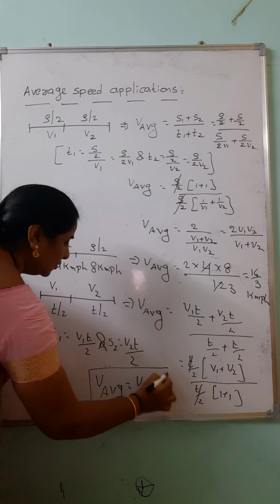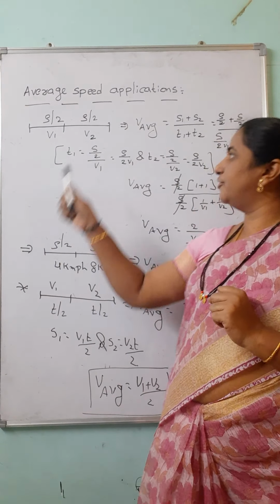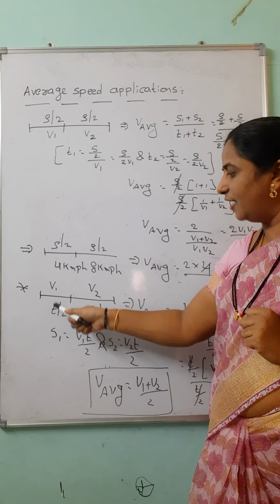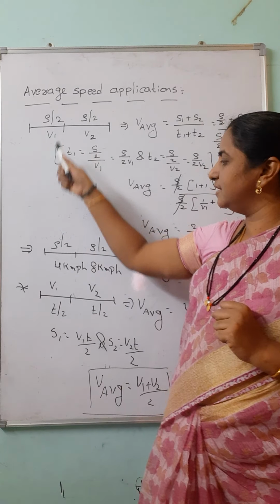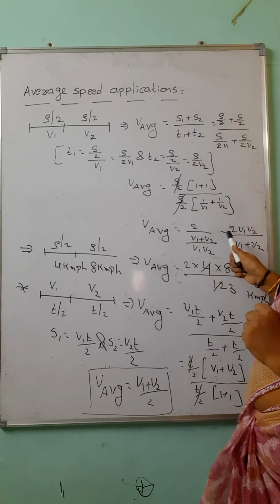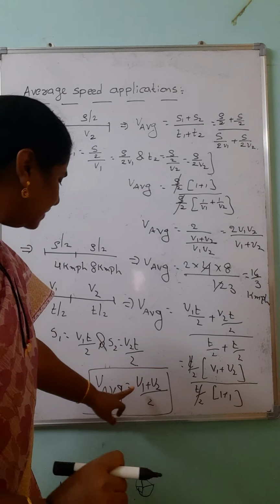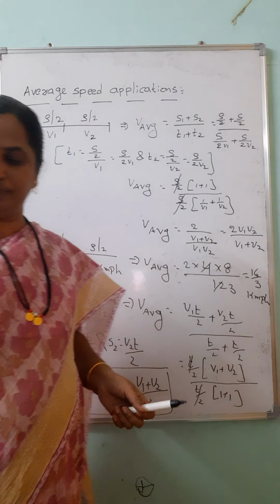So don't get confused here. First, we discussed half of the distance covered with V1 speed, but here it is half of the time with V1 speed. The difference is half distance here and half time here. For half distance the formula is V average equals 2 V1 V2 by (V1 plus V2). But in this case, average speed equals (V1 plus V2) by 2.